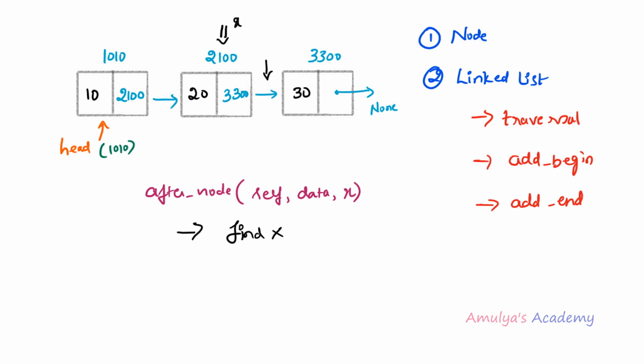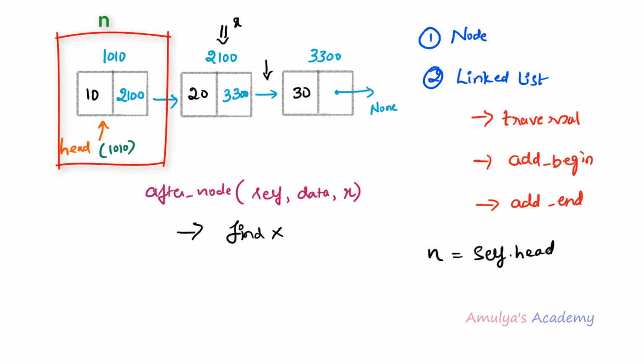So to find x, what I'll do is I'll take the first node as the n. The head contains the reference of the first node, right? And I'll assign a new variable to that, n. So the first node becomes n. N dot data is nothing but 10. N dot reference is 2100.